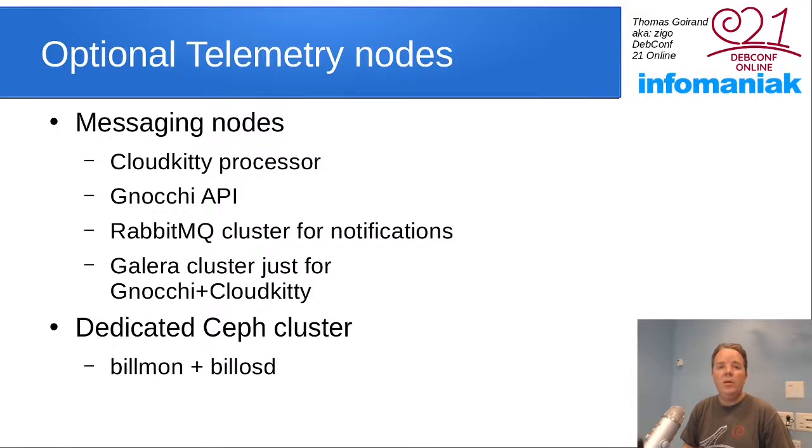Because telemetry and CloudKitty require a lot of CPU power, there is the possibility to deploy specialized nodes for all the billing system. So with OCI, you can deploy nodes of the role messaging. On these nodes, there is CloudKitty processor running, Gnocchi API, a specialized RabbitMQ notification bus, which is separated from the control plane, and a Galera cluster just for Gnocchi and CloudKitty. OCI supports only Gnocchi as a storage and only Gnocchi using Ceph and MySQL as a backend. Therefore, it's possible to deploy a Ceph cluster dedicated to Gnocchi itself.